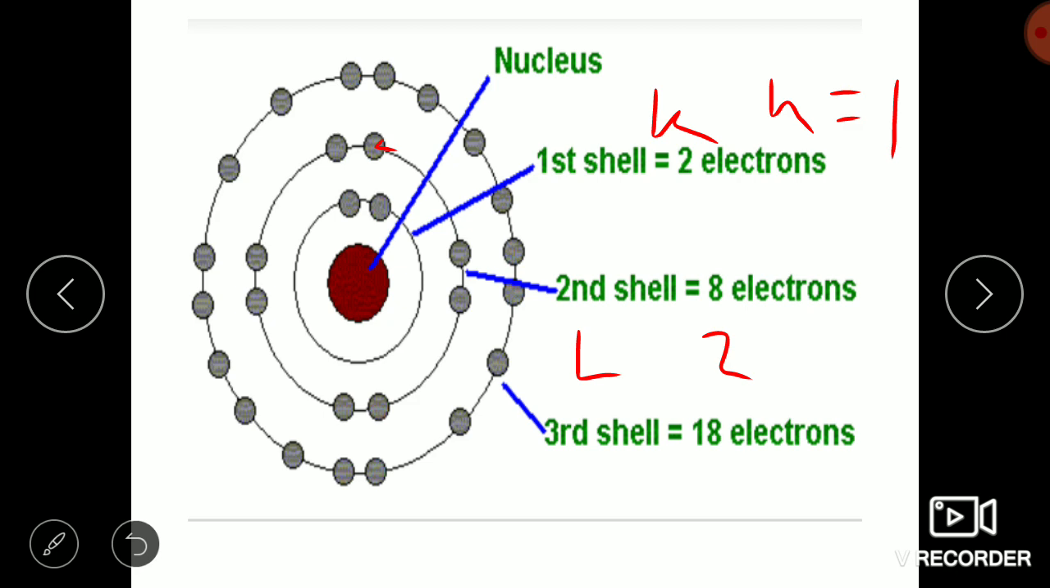Now one more thing you note here: different shells possess different numbers of electrons. In the first shell there are 2 electrons, in the second shell there are 8 electrons, in the third shell 18 electrons. Now where does this numbering come from, how does the number of electrons vary? It follows a simple formula, that is 2n square. Okay, you know that the n value starts from the nucleus. The first shell n value is 1. So check here, if n value is 1, 1 square is how much? 1 square is 1, 1 into 2 is 2. So how many electrons will be there in the first shell? There will be 2 electrons.